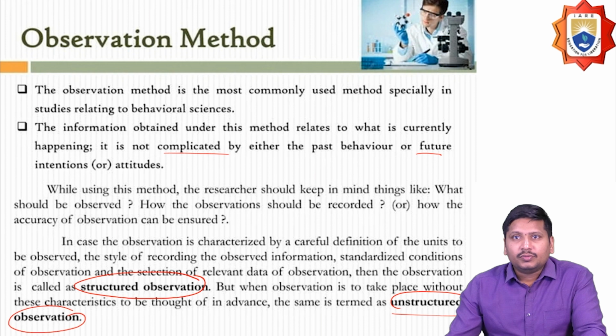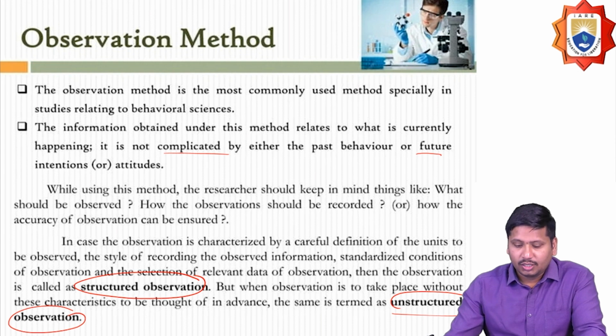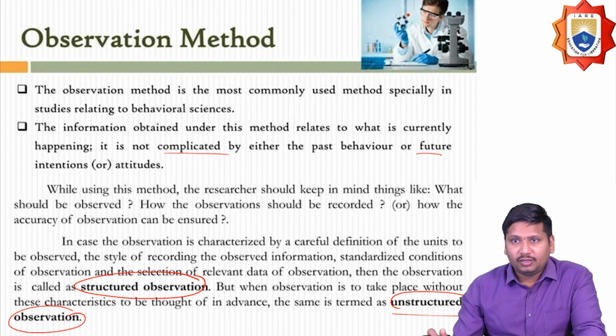Right? So the observation methods are classified into two types. The first one is the structured one, and the second one is the unstructured one. Structured observation means where you observe the style of recording and observing the information, standardized conditions of observation, and selecting relevant data of observation. This will be treated as a structured observation. Whenever the observation takes place without any of these characteristics, it should be termed an unstructured observation.